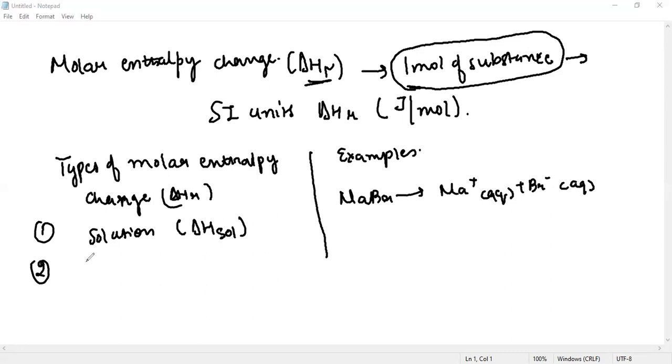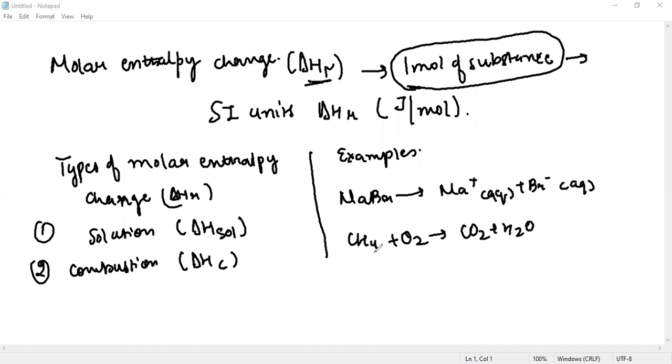The second type of chemical reaction, let's say it's a combustion reaction. The molar enthalpy change in that case we call delta H combustion, and we denote it as delta HC. You can take any combustion reaction example. For example, CH4 plus O2 becoming carbon dioxide. So methane gas is burning, undergoing combustion, and becoming carbon dioxide and water. To balance it, I put a 2 in front, and then everything looks good.